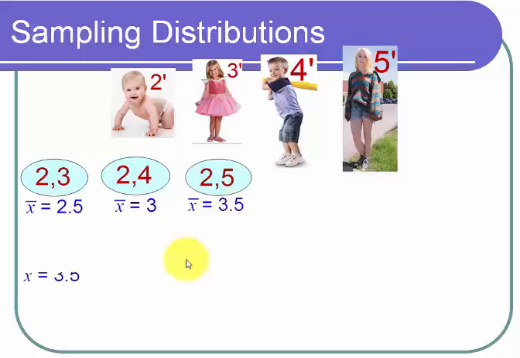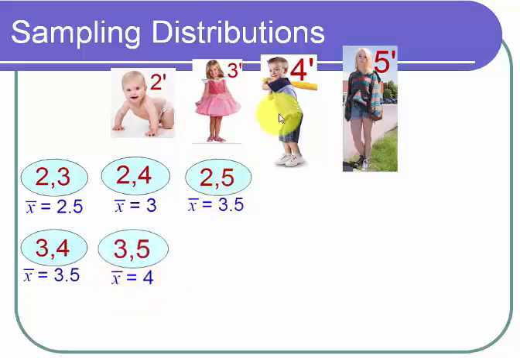We can keep going. We could take the toddler and the first grader, and we get a sample mean of 3.5. We could take the toddler and the middle school kid, and we get a sample mean of 4. And then finally we could take this first grader and the middle school kid, and that has a sample mean of 4.5.